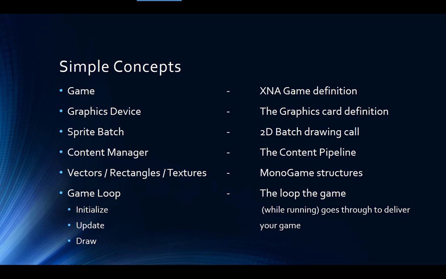Now, a few key concepts if you're new to XNA or MonoGame. We have these terminology pieces which set the stage for what is MonoGame. So we've got the game, which might sound simple, it's the game framework, what XNA or MonoGame calls a game. We have the graphics device, effectively that's your graphics card, that's what's drawing to the screen, presenting to the screen, controlling how the screen works. We have what's called a sprite batch, which is a batching process for sending 2D or graphical content to the graphics card for it to be displayed.